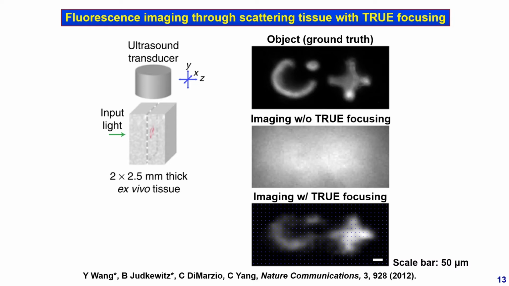You notice that this experiment was done in ex vivo tissue because it takes 4 seconds to achieve a focus. To apply true focusing to dynamic scatter media such as living biological tissue, we need to overcome the speckle decorrelation problem and improve the true focusing speed. Next, I will introduce our efforts. Before that, we need to first understand how to achieve optical phase conjugation and true focusing in reality.